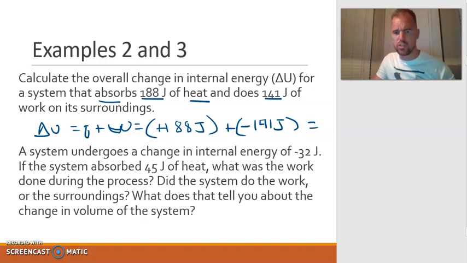Now, real quickly, some students make the mistake of thinking, oh, if heat is positive, does that mean work is always negative? No, it's apples and oranges. They could both be positive, they could both be negative. It just so happens in this case, it's one and the other.